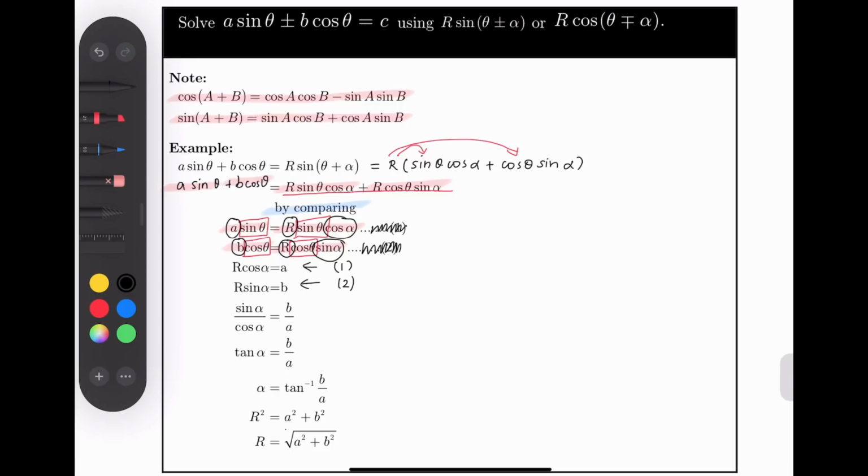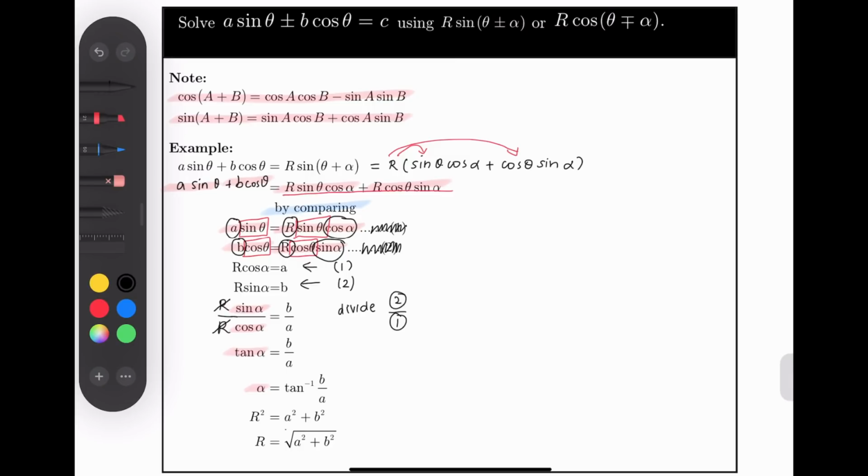Next, we need to figure out the values of R and alpha. In order to find alpha, you need to form tangent. And in order to form tangent, you need to divide 2 by 1. So we have here R sin alpha over R cos alpha equals B over A. R will cancel out, and you know that sin alpha over cos alpha is equal to tangent alpha. And alpha is arctangent B over A.